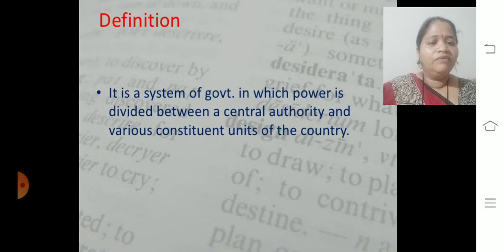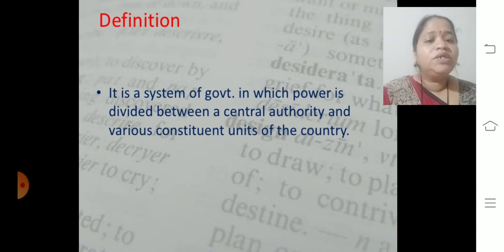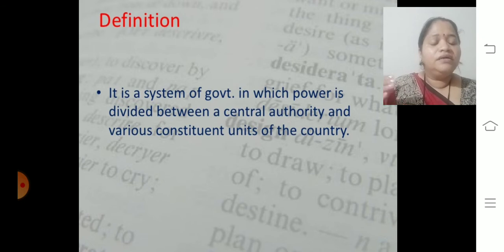How do they divide the power? One power is with the central authority and the next power is with the constituent units of the country. Now, about the constituent units of the country, if you remember, last year we read about how many members there are in the Rajya Sabha and Lok Sabha. So the Lok Sabha election is according to the constituent units of the country. The country is divided into provinces or states, which are the constituent units.